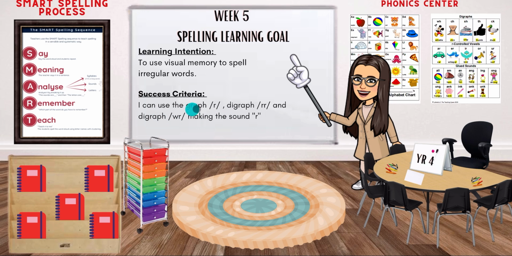This week you are focusing on three different spelling rules. So you are focusing on the graph R, the digraph RR, and the other digraph WR, which all make the R sound. Okay. Now, I have also created a fun little spelling activity for you to complete at the end of our spelling lesson for this week. I'm not going to tell you what it is until we get to it. So let's get started.